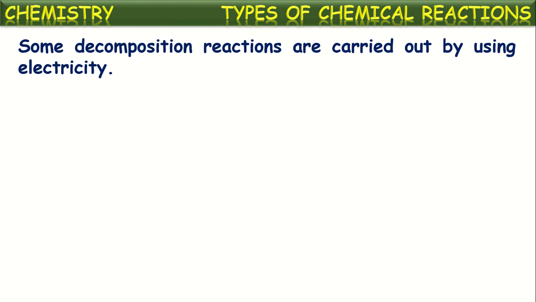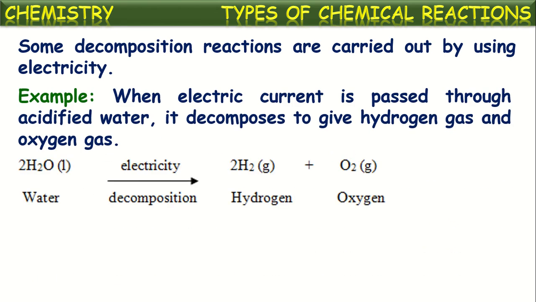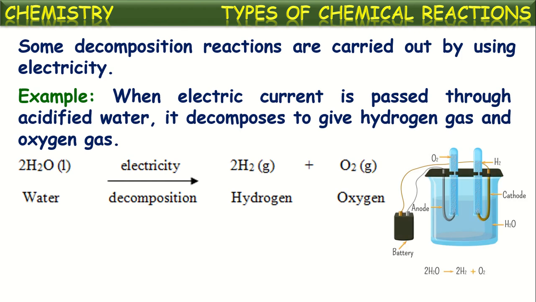Some decomposition reactions are carried out by using electricity also. For example, when electric current is passed through acidified water, it decomposes to give hydrogen and oxygen gases. We know this is called electrolysis of water. Electro means by using electricity. Lysis means splitting. Electrolysis of water means splitting of water into hydrogen and oxygen by using electricity.